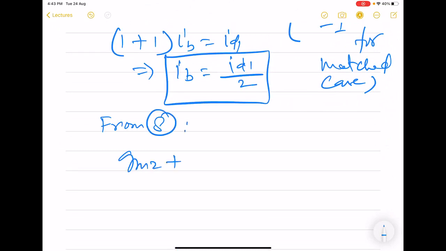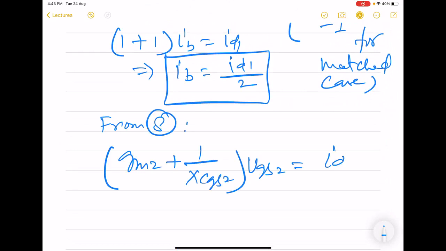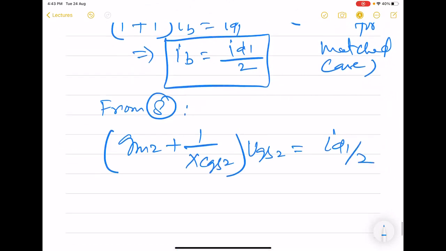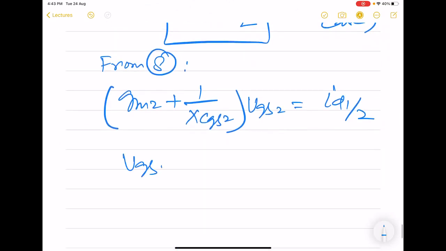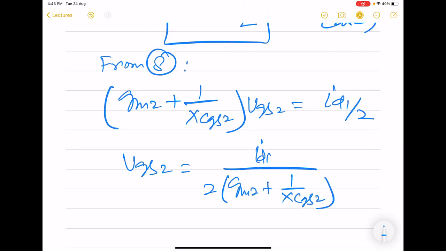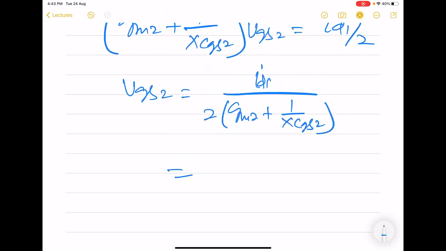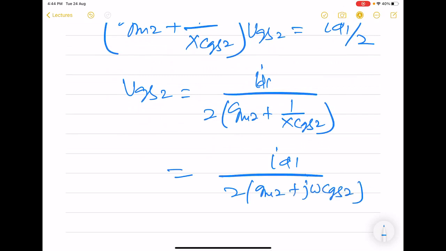So we get gm2 plus 1 by X_CGS2. VGS2 is equal to ID1 by 2. So that gives rise to VGS2 is equal to ID1 by 2 gm2 plus 1 by X_CGS2, which is j omega CGS2.